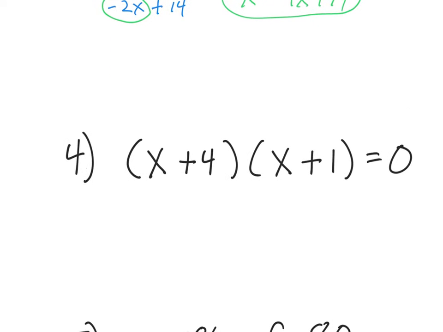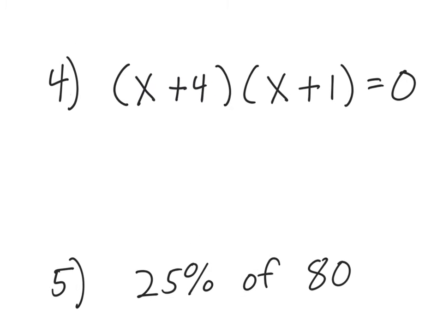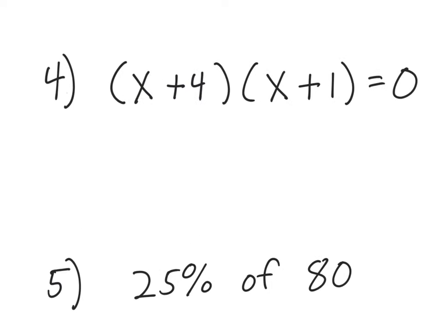Okay, number 4, we're solving, and this one's pretty easy because it's already in factored form. So you think about what do you have? You have two numbers multiplied together to make 0. So one of these two numbers, or both of those two numbers, has to be 0. So I'm just going to solve both of them for 0, and that'll give me the two answers for this problem. So let's do x plus 4 first.